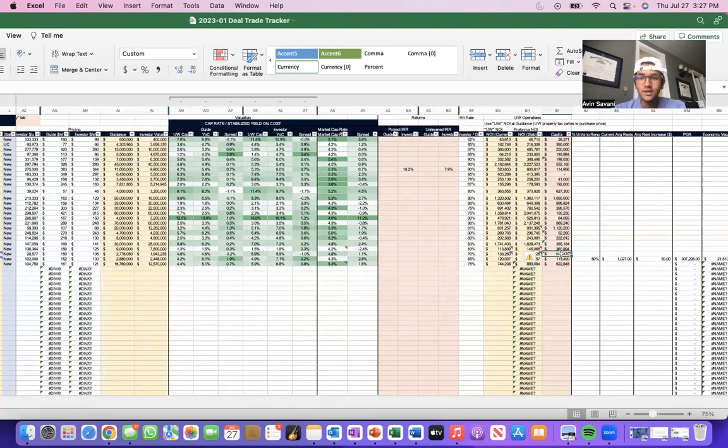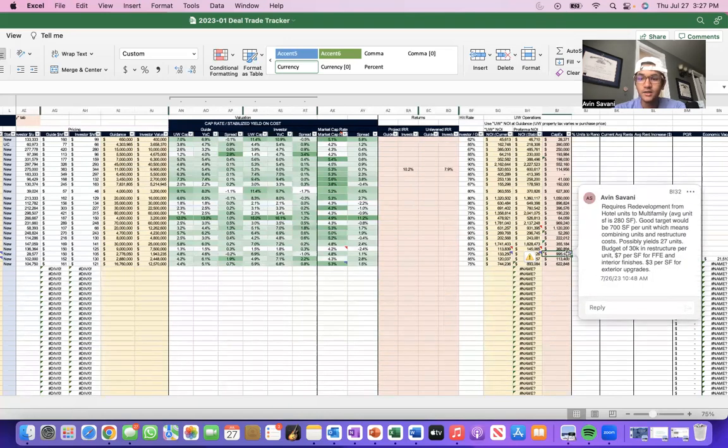So you need to go in there. You need to combine units. You need to do a lot of restructuring, and there's a lot more CapEx involved. So what I did here is I said it requires redevelopment from hotel units to multifamily. And then a good target would be 700 square feet per unit, which means combining units, restructuring the cost, right? So what I budgeted for was $30,000 per unit in restructuring costs, and then on top of that, $7 per square foot for FF&E, which is furniture, fixtures, equipment, and the interior finishes on the units. And then additionally, I also did $3 per square foot for the exterior upgrades.